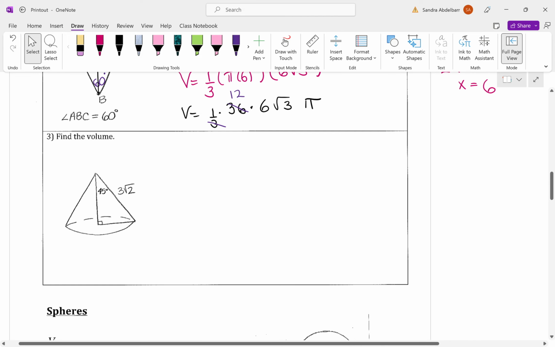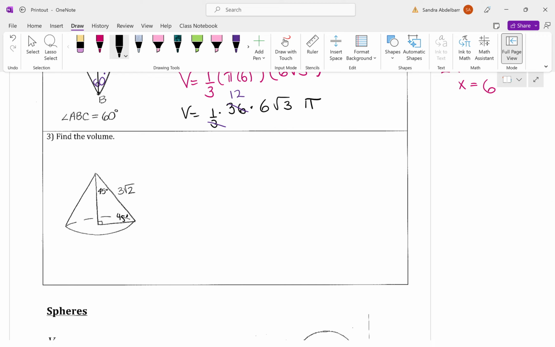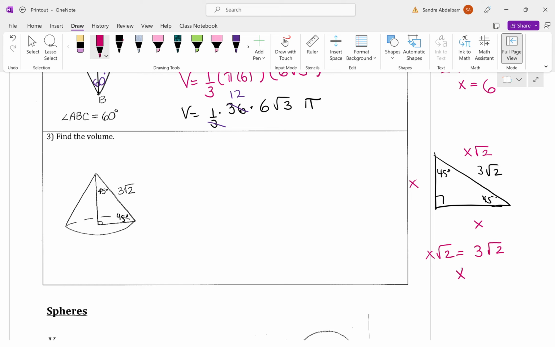All right, number 3, find the volume. Well, this time we're not dealing with a 30, 60, 90. What are we dealing with? 45, 45, 90. So I'm going to redraw that 45, 45, 90. So opposite the 45s are x and x. Opposite the 90 is x root 2. So here we're going to have x root 2 is equal to 3 root 2. So x is equal to 3. The root 2's cancel. So that means our height is 3 and our radius is 3.